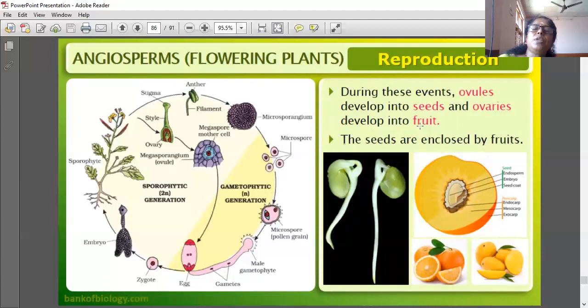During this event, the ovary develops into fruit and the ovule develops into seed. The seeds are enclosed by the fruit. That is the main characteristic of angiosperms. So this one is the seed. The seed is enveloped by the fruit.